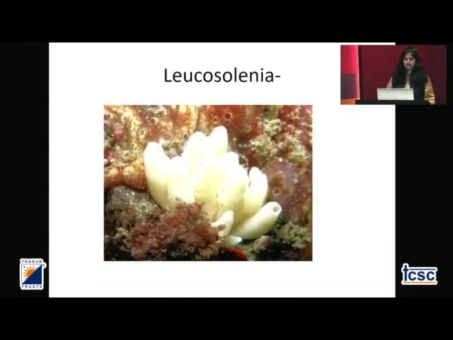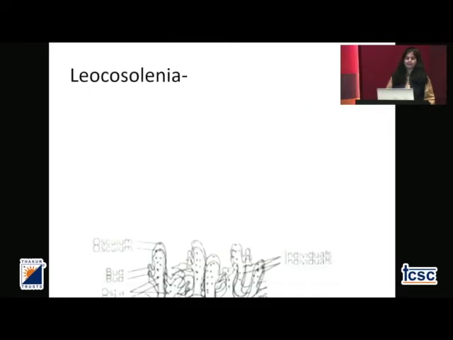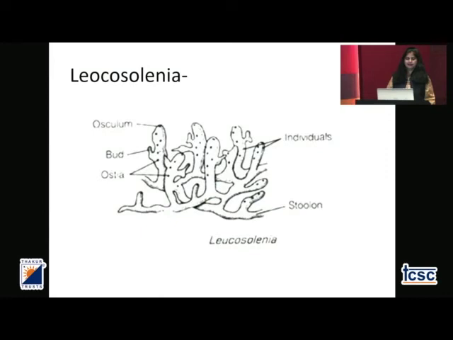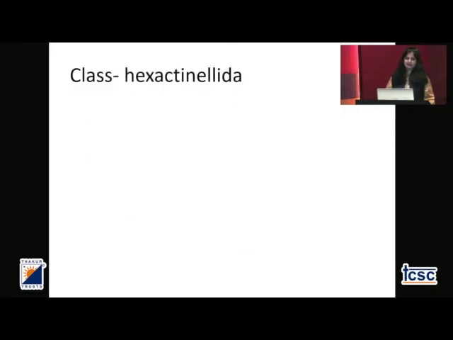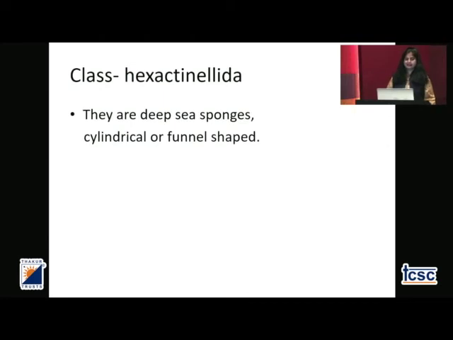Let us see how the actual animal looks. This is Leucosolenia, white or off-white colored individual. See how the vertical branches are there, vertical individuals which are joined together at the base with stolons, which are actual horizontal branches which form a colony of Leucosolenia. Let us go to the next class, that is class Hexactinellida.